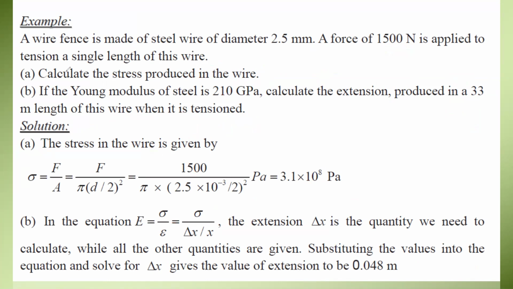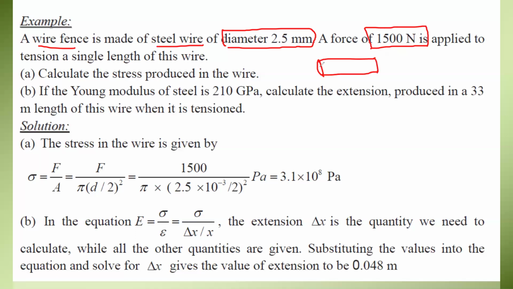So this is a worked example, a wire fence. A wire fence is made of a steel wire which has a diameter of 2.5 millimeter. A 1500 Newton force is applied to tension a single length of this wire. Calculate the stress. Stress is force acting on unit area, because this is a wire. So what is the cross-sectional area of the wire?